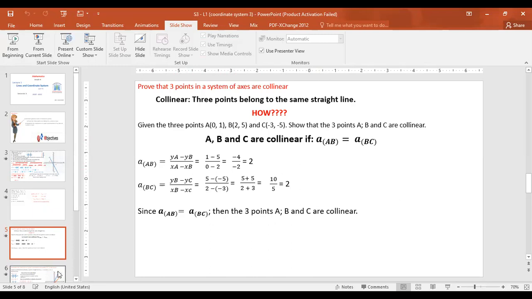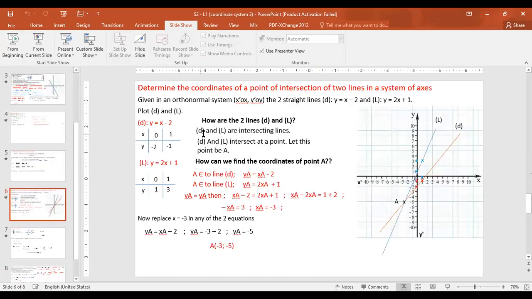The second rule that we also learned last week was how to determine the coordinates of the point of intersection. Okay. How to determine the coordinates of a point of intersection of 2 lines in a system of axes. So if we have 2 lines, for example, D and L, they are intersecting lines, as you can see after we have drawn them. They intersect at point A.